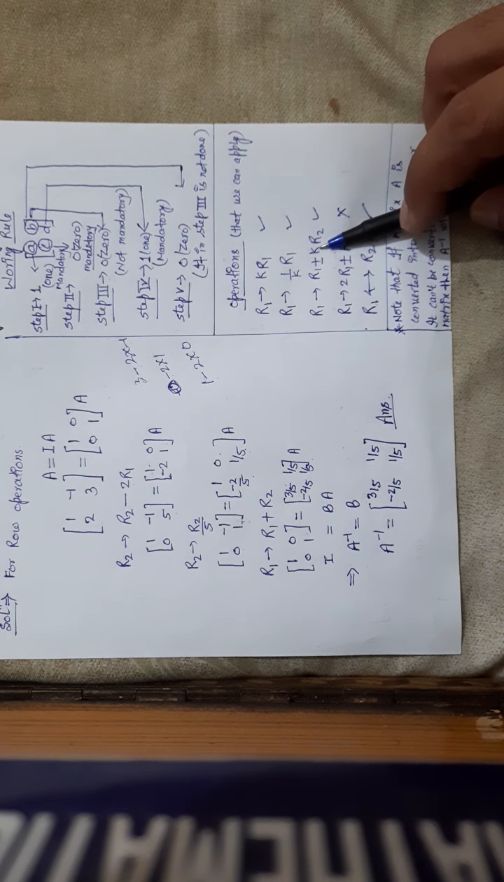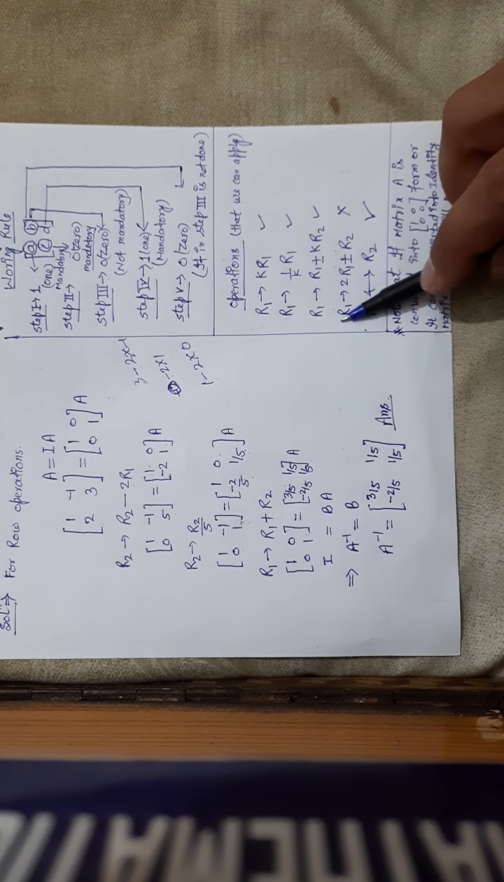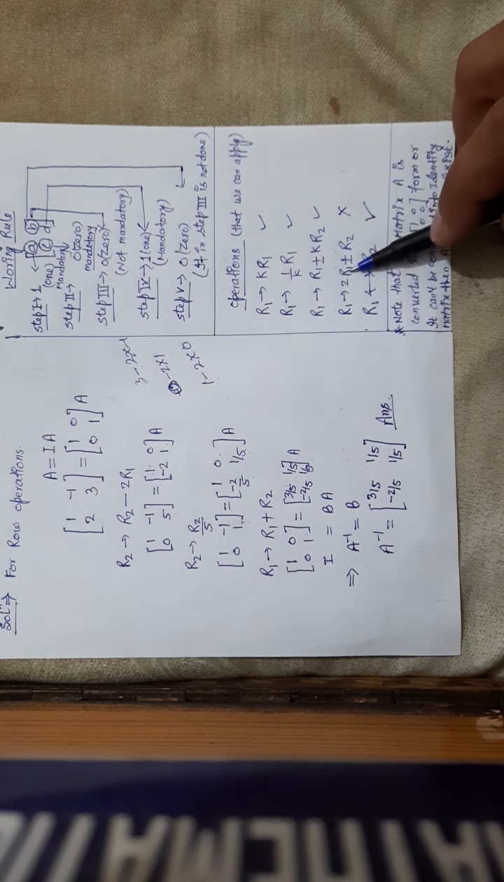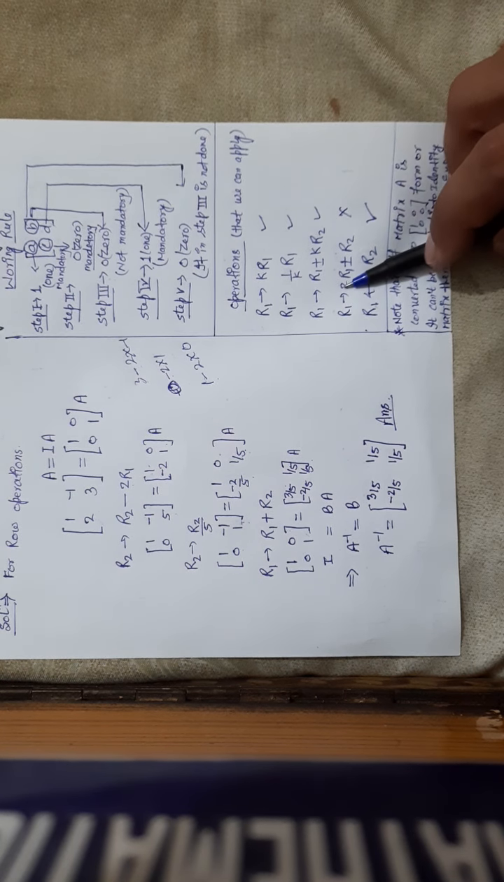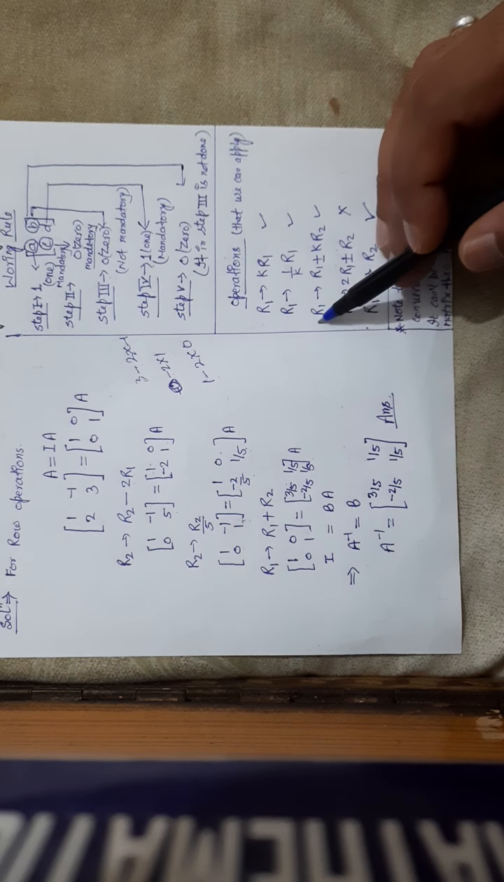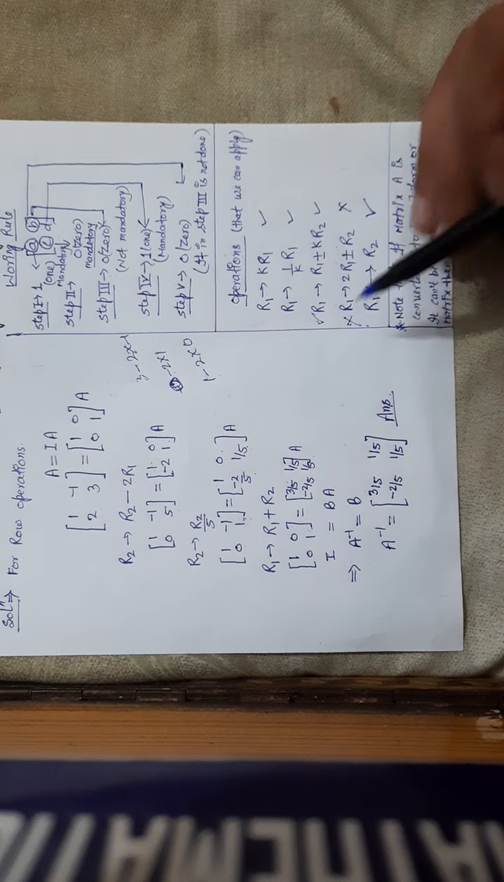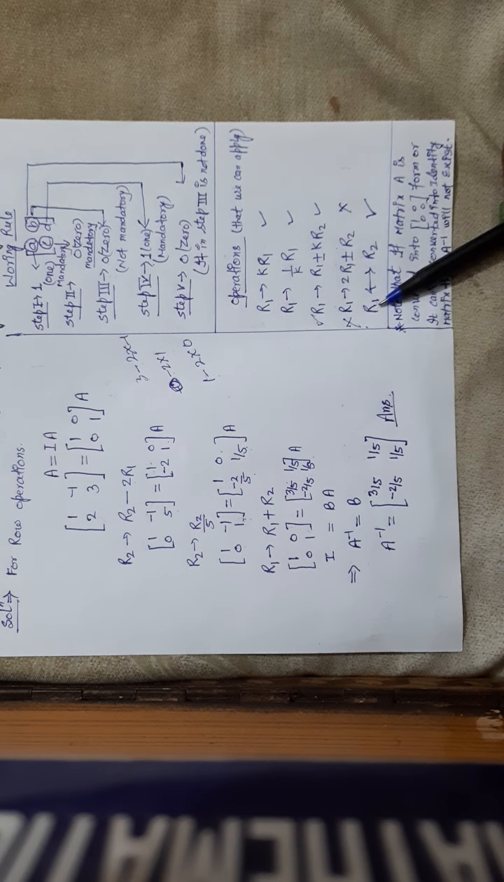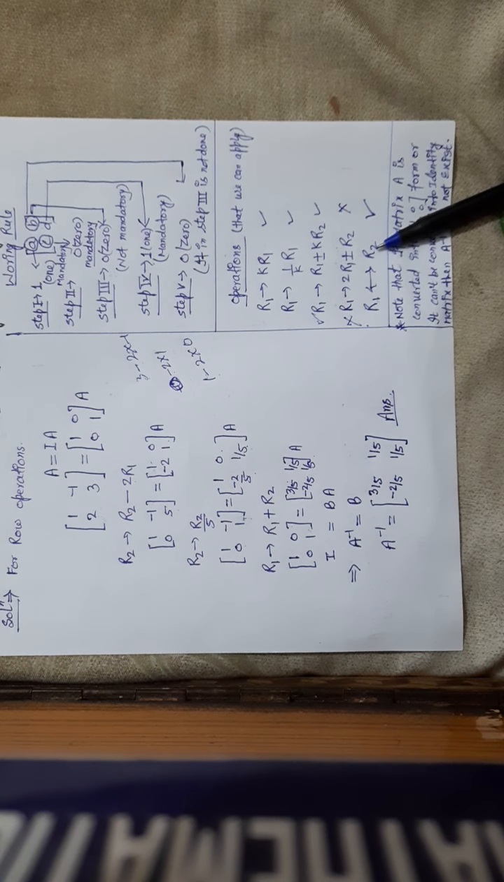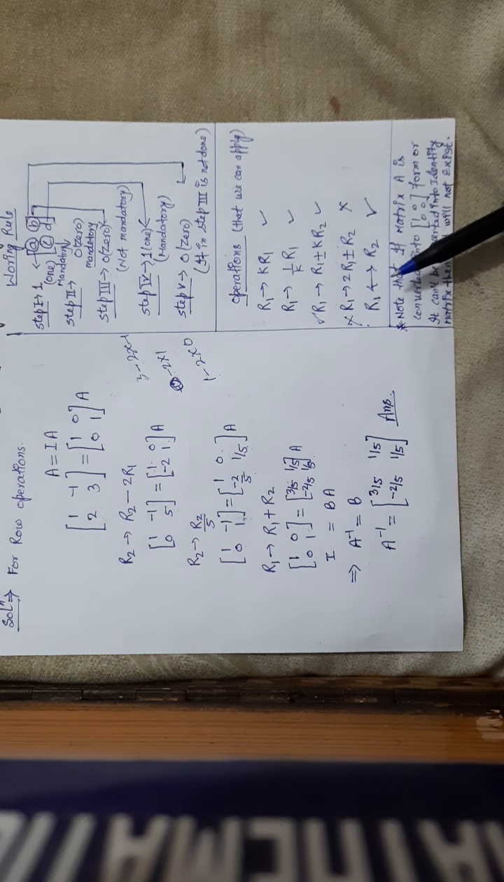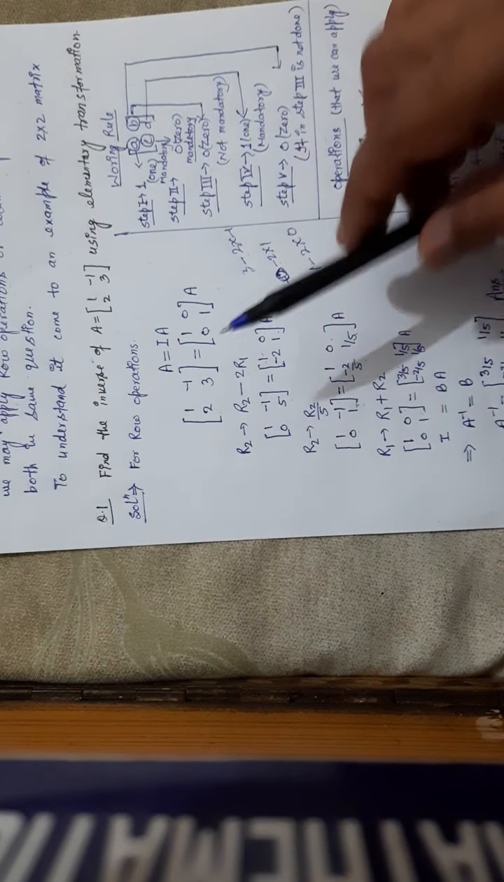But if we are applying an operation to a row, then this row cannot be multiplied by any other element. It means this operation can be operated, but this operation cannot be operated. We can interchange one row with any other row. Clear? Now come to the question.